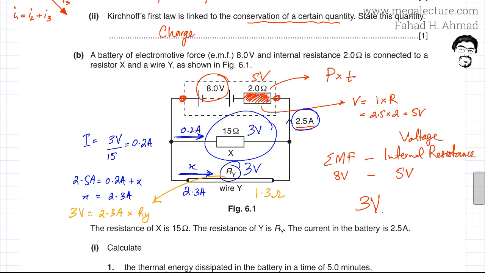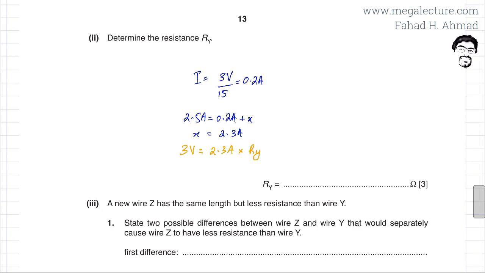So what I can do now is paste this working over here. I can take this working from this point and paste it as a solution in my answer. So here I have pasted the solution, and the answer comes out to be equal to 1.3 ohms.